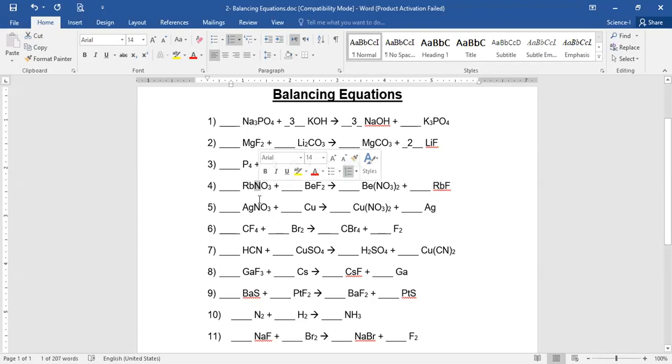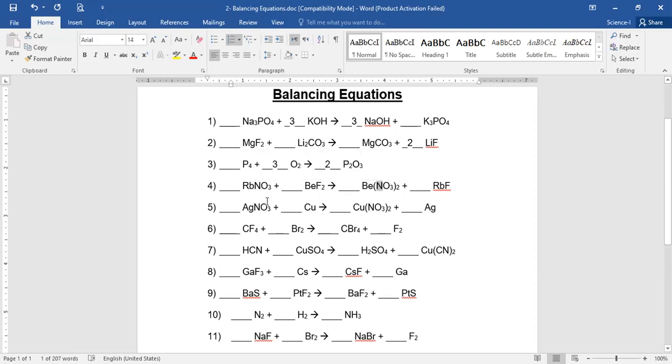How many N do we have here? 1. But here we have 3. No, we have 6. No. This 3 just belongs to oxygen. But this here, there isn't, that means there is a little 1, but we don't write 1. So that means we have 2 nitrogen. You got the idea? Yes. Okay, so in that case, here we have 1 nitrogen, and here we have 2.